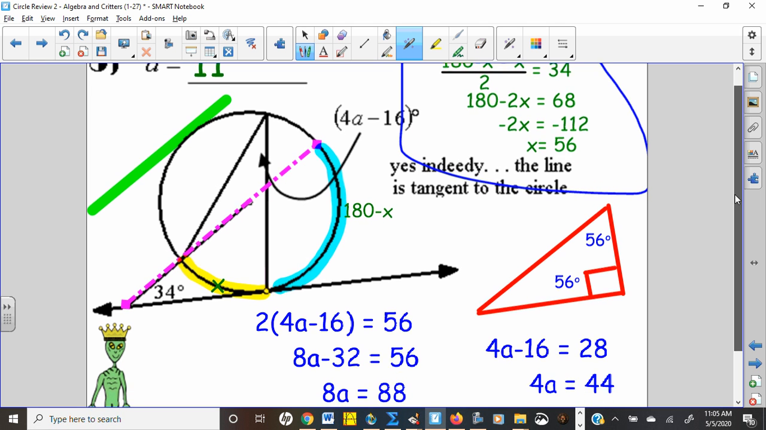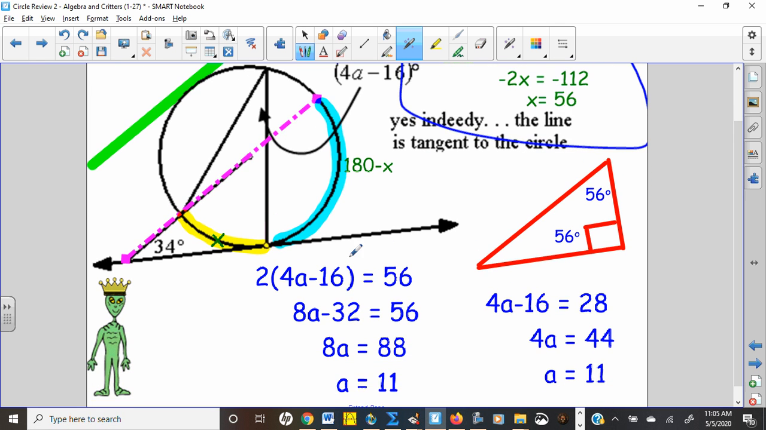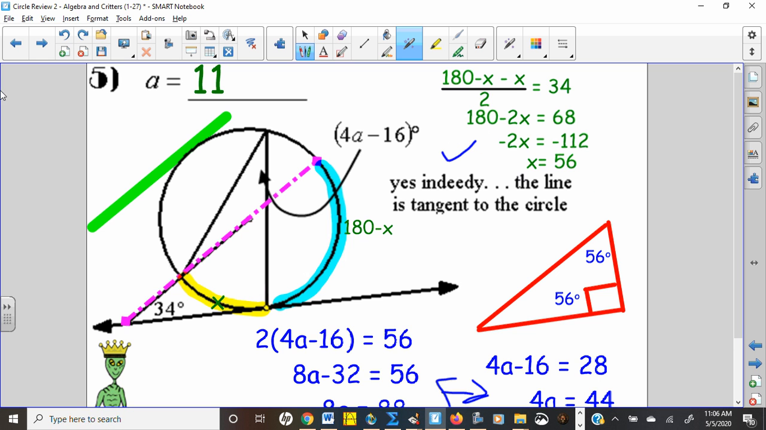So check that out a little bit. This is doing the right triangle method, where we get that 56 pretty quickly, and then just double the inscribed angle to equal that. You could also take half of 56, which is 28, and set 4a minus 16 equal to it immediately. I think either one of these 2 methods down here works probably quicker than using Theorem 10.13.